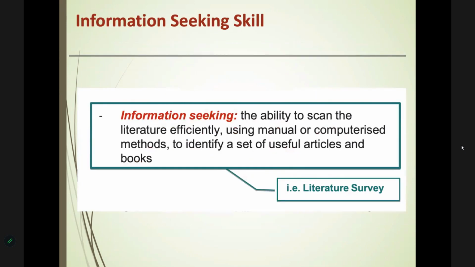So the information seeking skill is basically the literature survey. That is the focus that I'm going to do here. The ability to scan the literature efficiently using manual or computerized methods to identify a set of useful articles and books. So if you have a good information seeking skill, the outcome is you will get this list of articles which are very relevant and very necessary to your research. Okay, that is the outcome of it.